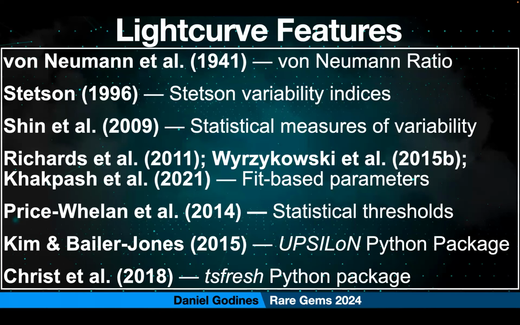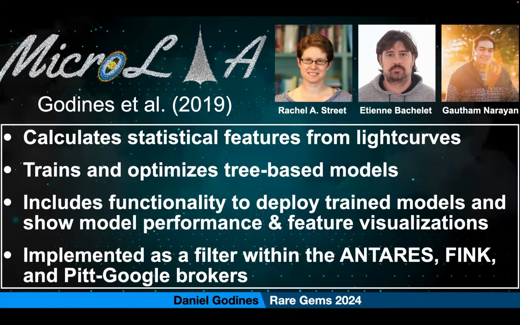So a lot of work by the community has been done over the past decades to derive feature engineering of robust statistical metrics that can be used to differentiate between different types of classes. And I just want to leave this up as a reference, including some popular Python packages that have compiled some of these. And my work, I started off with Rachel Street, Etienne Bachelet, and our collaborator Gautam Narayan, and we developed MicroLIA. It's a project that we published in 2019. And essentially what we did was I went through the literature and I compiled all the robust metrics that I could find to compute these statistics.